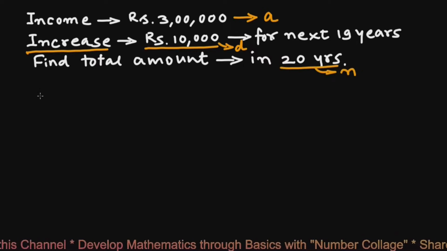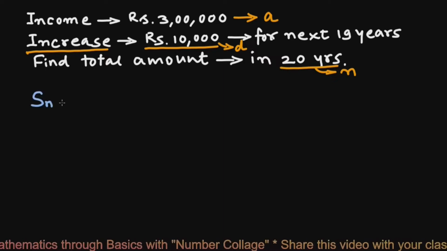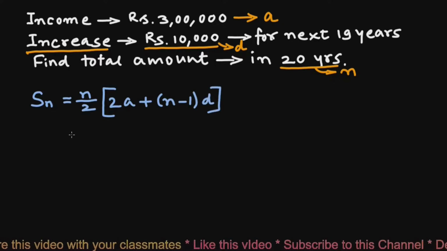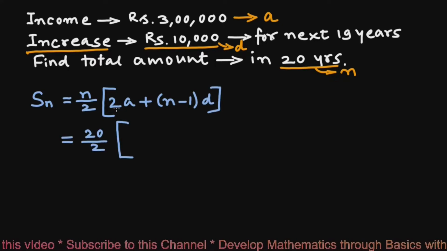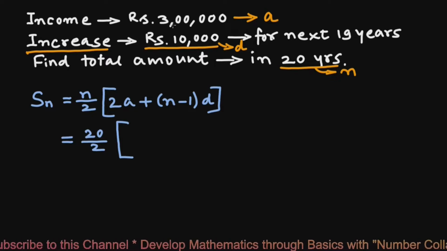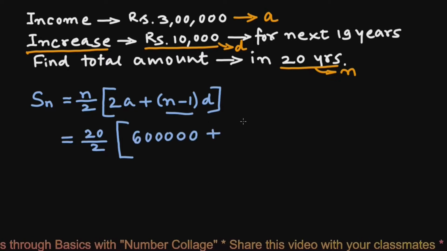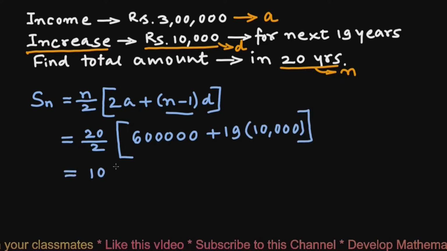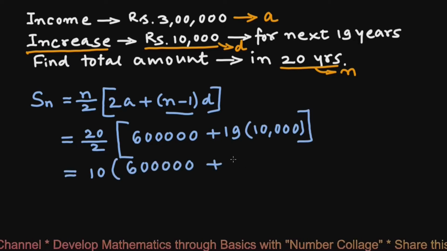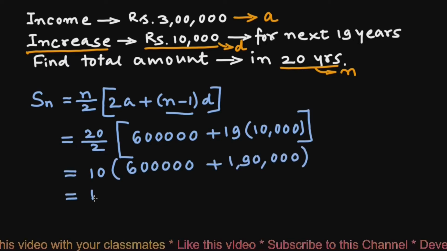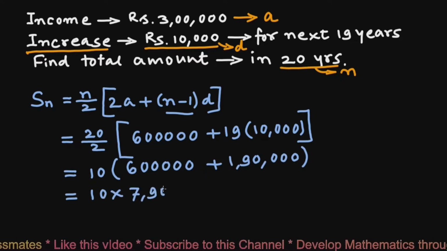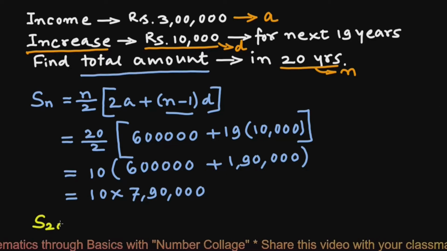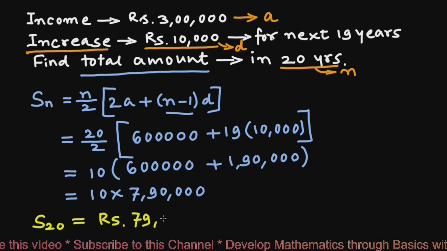So for n number of years, the total amount will be Sn equals n by 2 into 2a plus n minus 1 into D, that will be 20 upon 2 into 2 times a, that is 3 lakh into 2, 6 lakh, plus 20 minus 1, 19, multiplied by D, which is 10,000. That will be 10 multiplied by 6 lakh plus 1 lakh 90,000, which will be 10 multiplied by 7,90,000. So the total amount in 20 years will be S20 equals rupees 79 lakh.